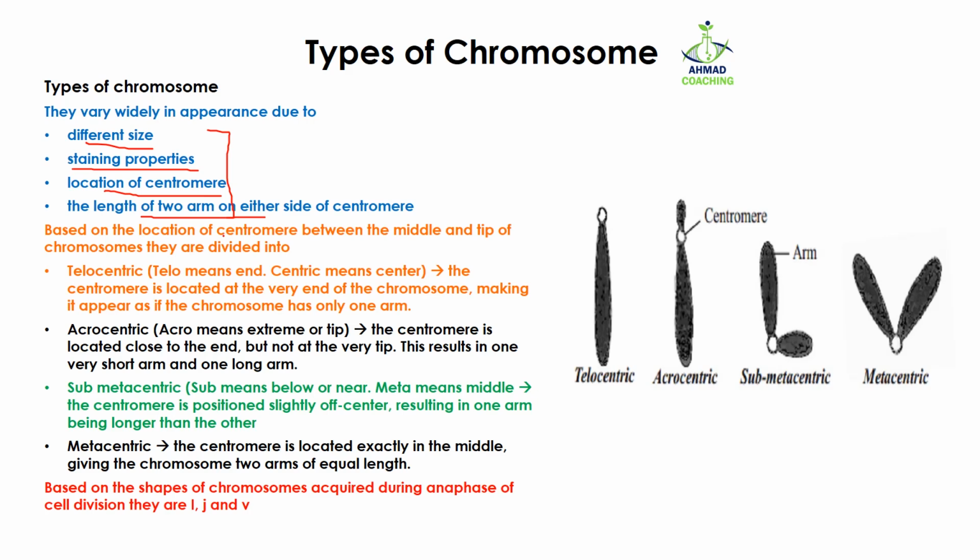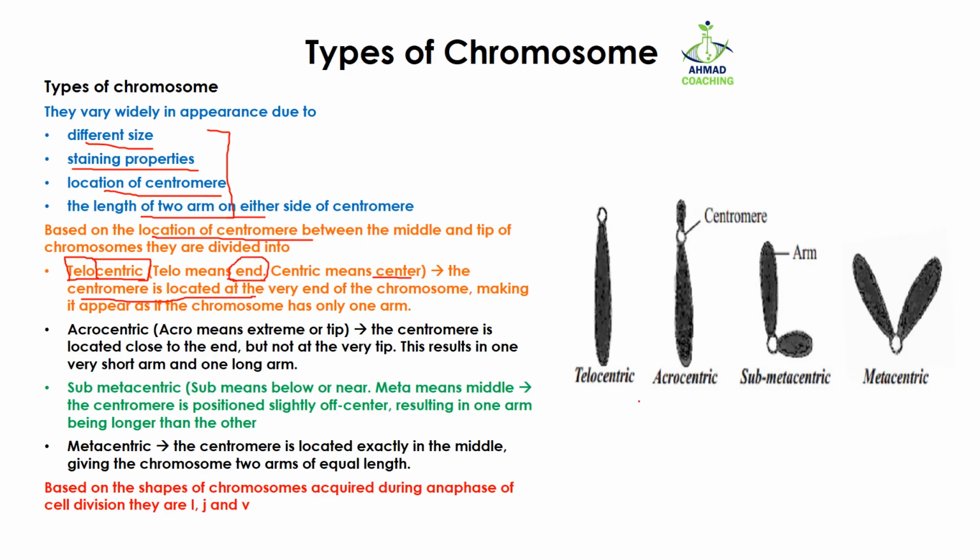If we wanted to divide the chromosomes based on the location of centromeres between the middle and tip of the chromosomes, then we have 4 different types of chromosomes, starting with the telocentric. Here the telocentric is made up of 2 words, telo and centric. So wherever the name centric comes, it means center. Here the telo means end. So the telocentric chromosomes are the chromosomes in which the centromere is located at the end of the chromosome.